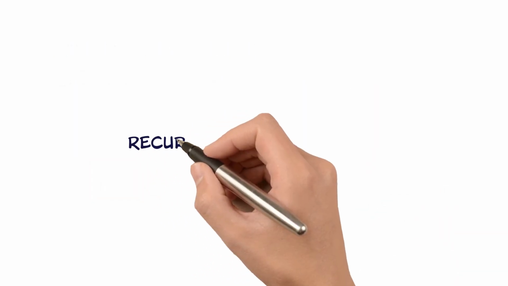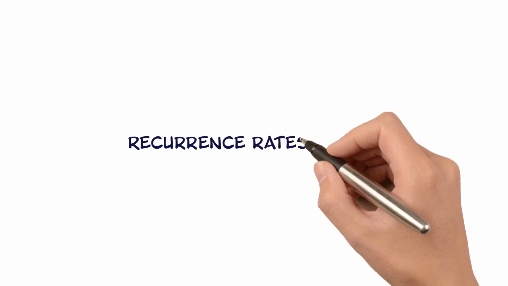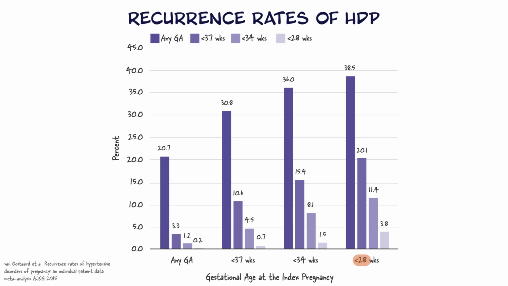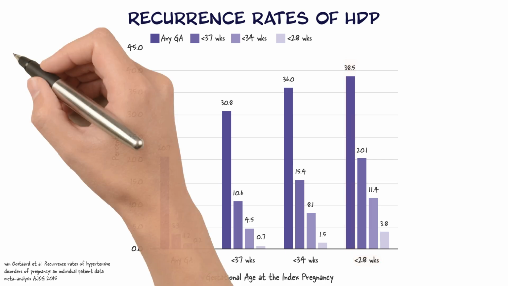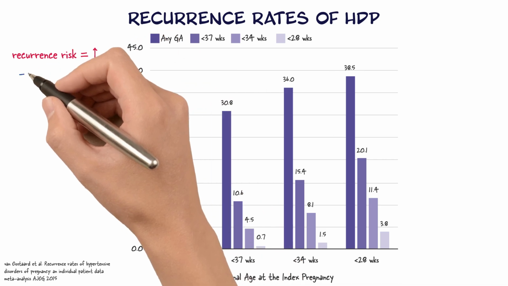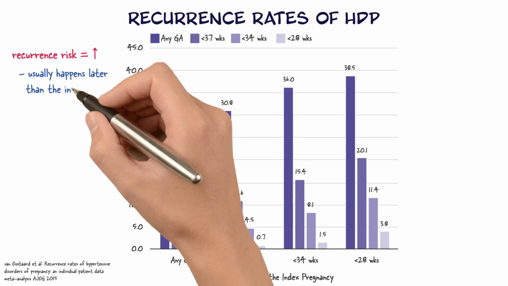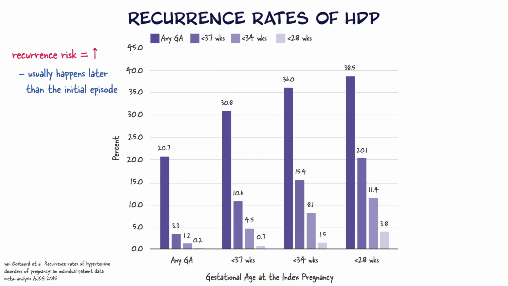This graph from the Van Oostard AJOG 2015 individual patient data meta-analysis shows that the earlier the preeclampsia diagnosis in the index pregnancy is, the higher the risk of developing preeclampsia in a subsequent pregnancy. However, although the risk of recurrence is high, the recurrent episode generally occurs later in pregnancy compared with the index pregnancy.